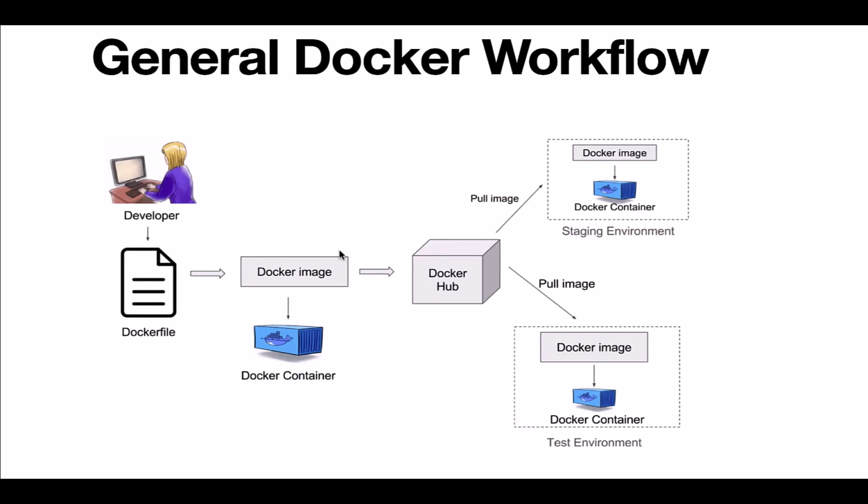Next, once we have a Docker image on our local machine, we can push this Docker image to an online cloud repository called Docker Hub. Once we push the Docker image to Docker Hub, we can pull that Docker image on any environment and start deploying it in a Docker container. For example, let's say we have different environments like staging, test, production, or UAT. Once we push the Docker image to Docker Hub, we can pull it on any environment and run it in a container.